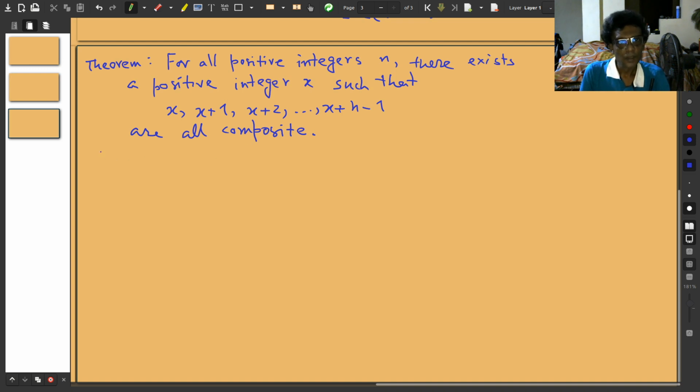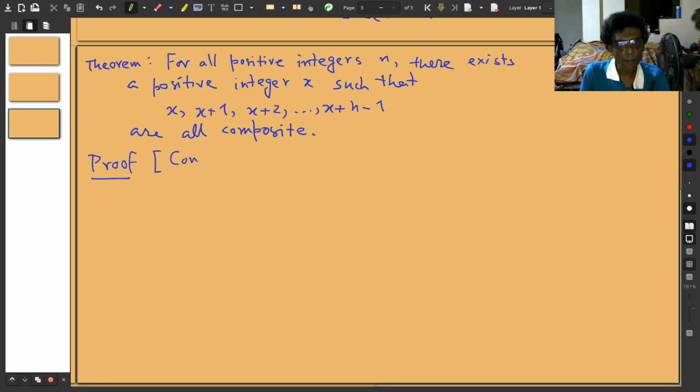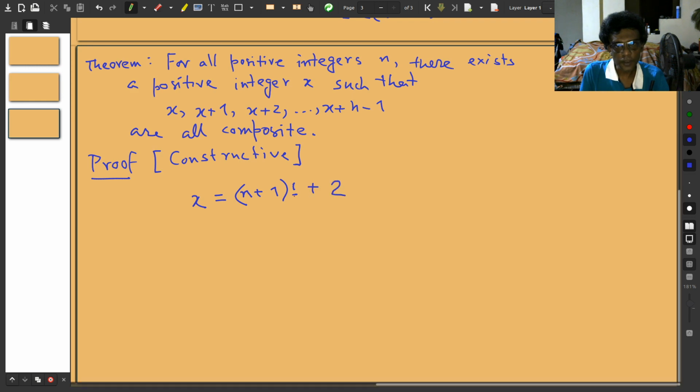So here I will produce a constructive proof. This is constructive. I will explicitly construct an x as a function of n. So I take x as (n plus 1) factorial plus 2. So this is an explicit construction. Then what is x? This is definitely divisible by 2. This quantity is larger than all of 1, 2, 3 up to n plus 1. So this is divisible by 2.